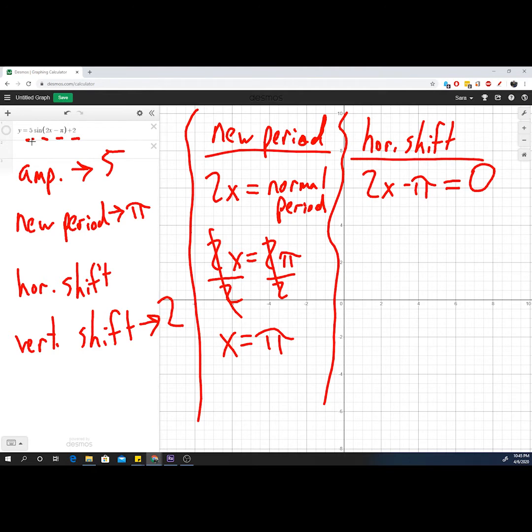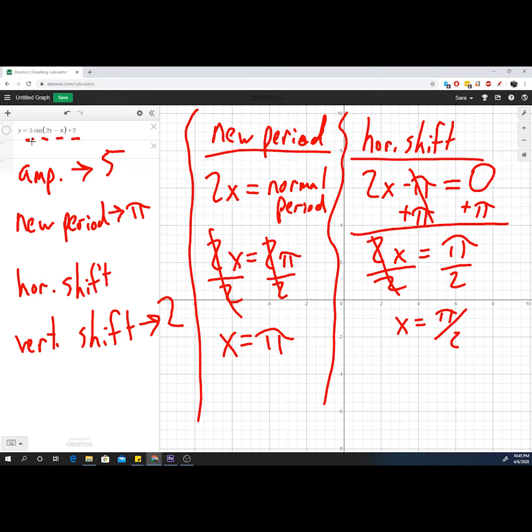Once you do that, again, you're going to do what comes naturally. You're going to solve for x. And we get x equals pi over 2, not just pi. So this tells me, just like the plus on the vertical shift told me I was going up 2, my horizontal shift tells me, because it's a positive number, that I'm going to go to the right by pi over 2.